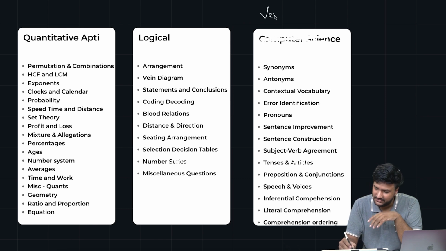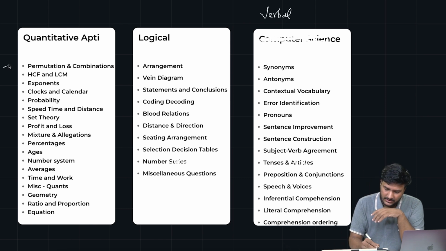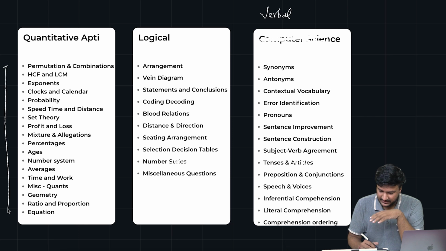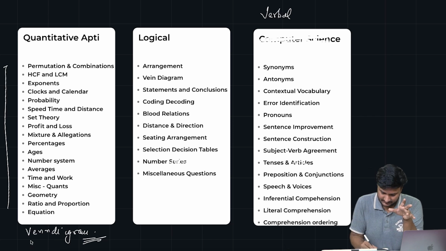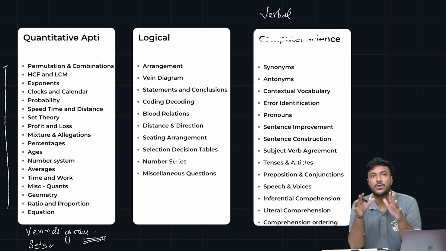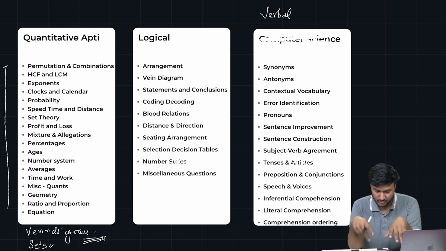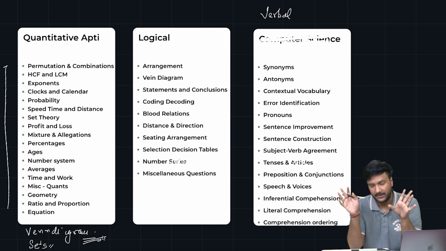So this is verbal. And these are all the sections in quants. As you can see, these are the most important sections. Also, something that I did not mention here on purpose is Venn diagram. Now, Venn diagram is very, very important. Venn diagram and sets. The reason I did not write them is that I wanted to specifically talk about all of these sections in detail. These are the most important sections in the quantitative aptitude section.